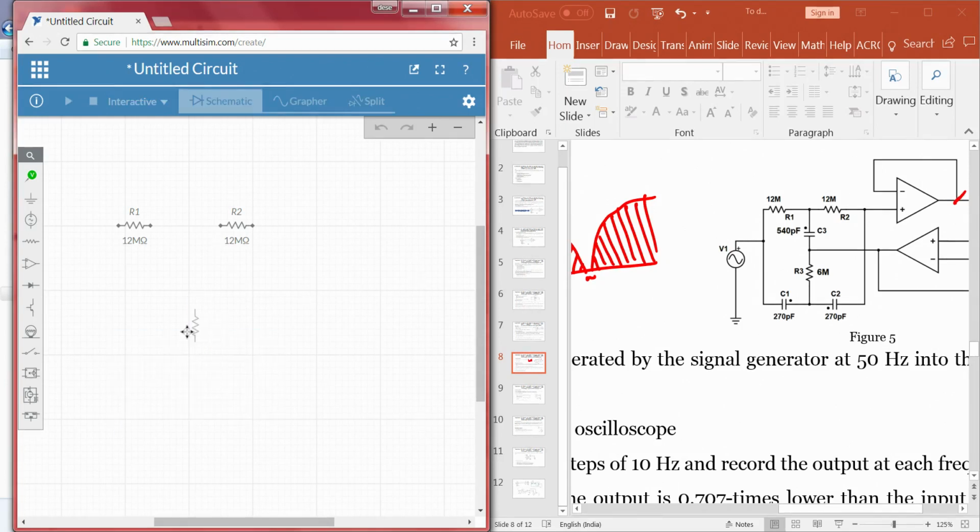We also require 3 capacitors. Capacitor C1, I am saying, is 270 picofarads, 270 pico, then 2 capacitors, and the value of the capacitor C3 should be double that of our C1 and C2 capacitors, which is 540 picofarads.